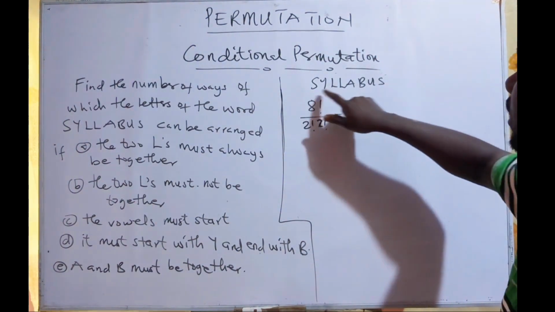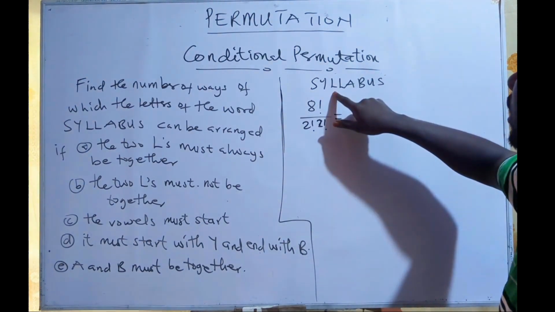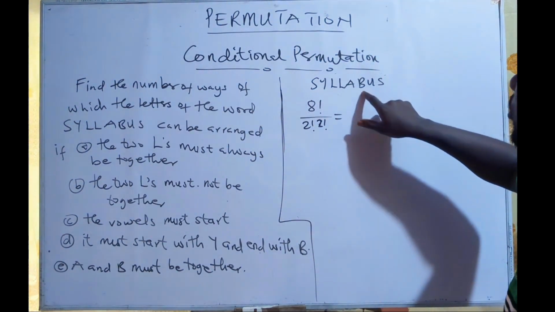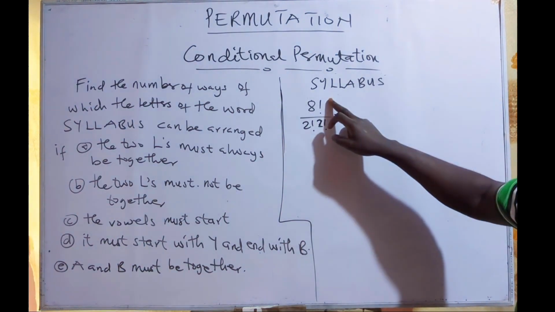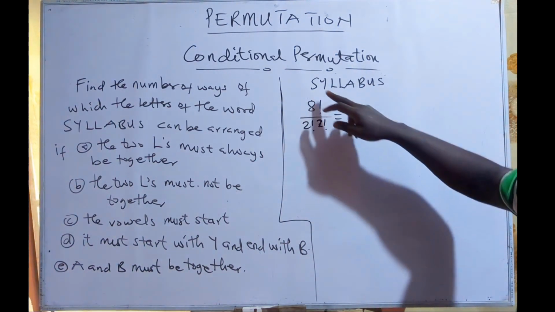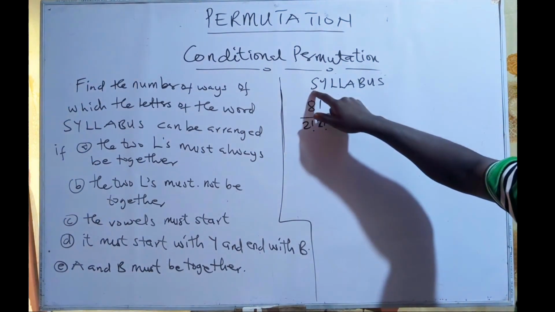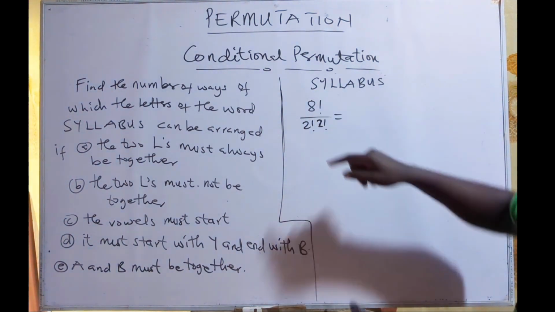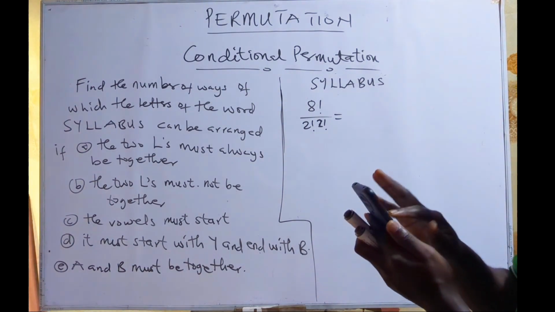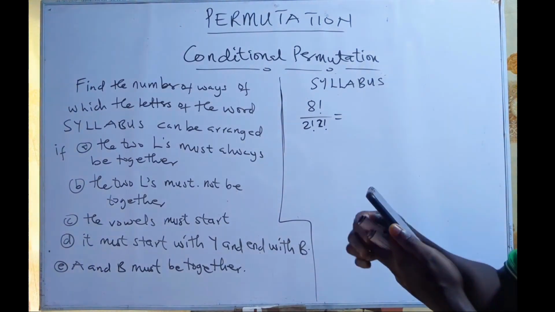It's only the S and the L that are repeated. Y, A, B, and U are different. So 8 factorial over the 2 letters that are the same: S are 2 and then the L are 2. So 8 factorial will give us what?